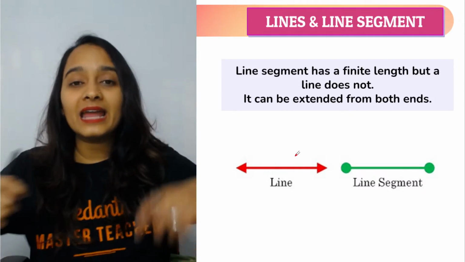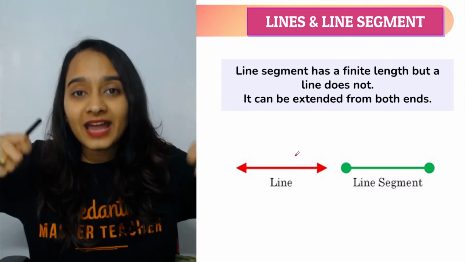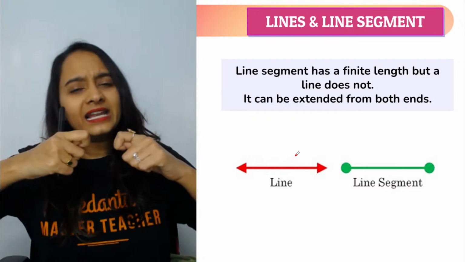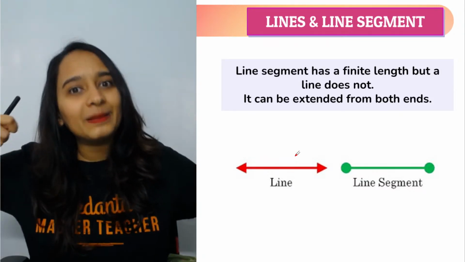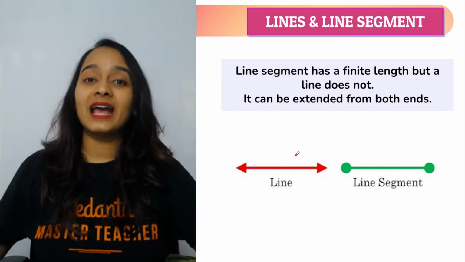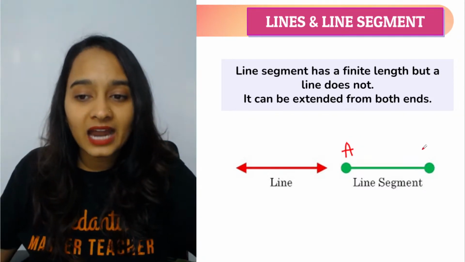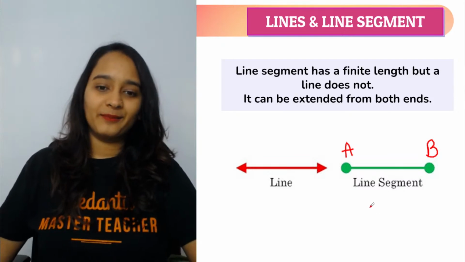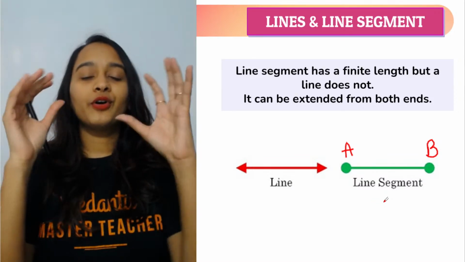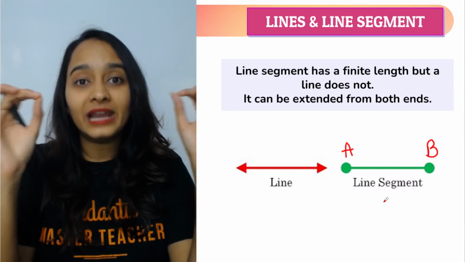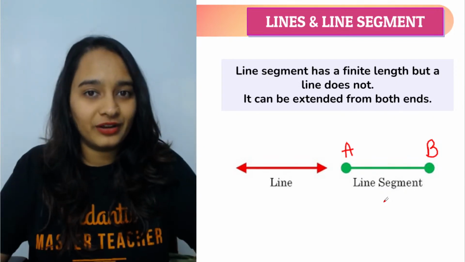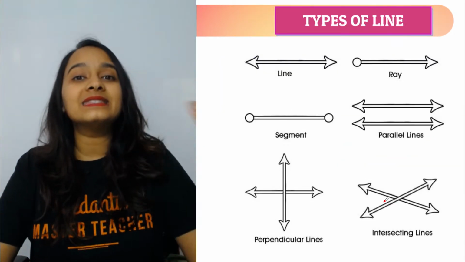A line can be extended infinitely on both the sides. I'll keep on stretching it, it'll keep on extending. Whereas a line segment has a fixed length, it has a starting point and an ending point. Okay, so if I say find the length of a line, you cannot find the length of a line. You can find the length of a line segment.